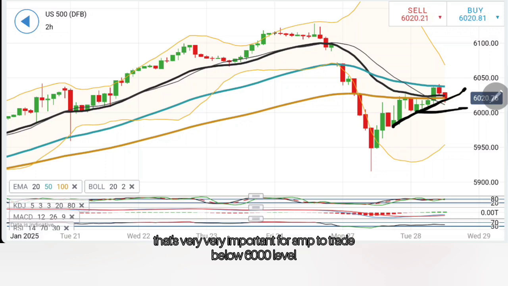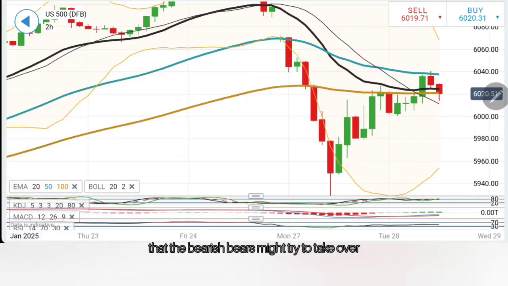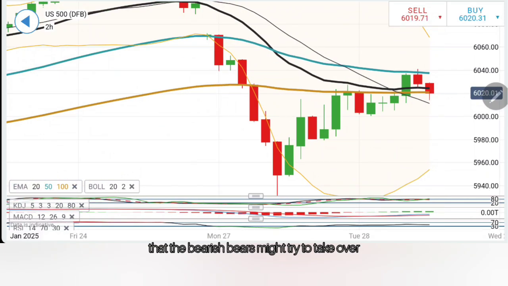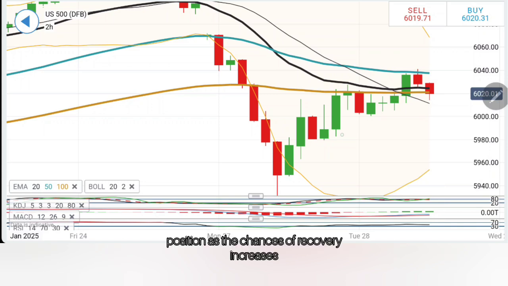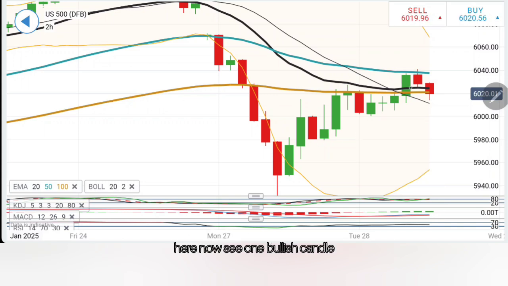That's very, very important for S&P to trade below the 6,000 level. That is the level below which you can say that the bears might try to take over, and that is the only level below which I will recommend you take a selling position, as the chances of recovery increase here. Now see, one bullish candle, and it took a couple of bearish candles to offset this gain, and thus the following candle is going to be critical.